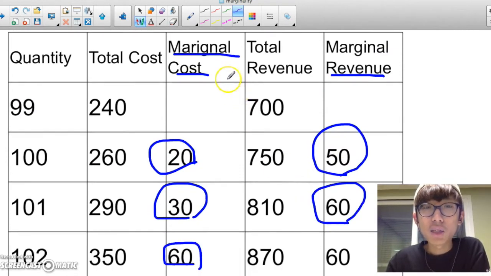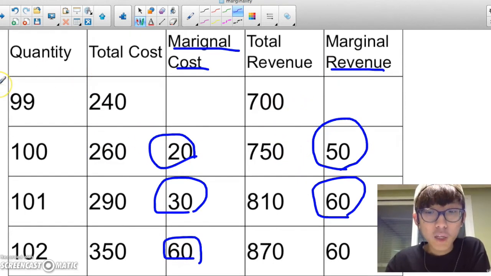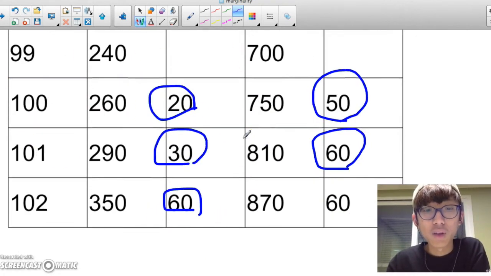Now, marginal cost and marginal revenue can be negative values. The total cost might decrease as you produce more, and total revenue might decrease as you produce more. It's not always positive. It's just that the example is only positive. And oh, look, marginal cost and marginal revenue are the same. We're going to look in a future part at what this symbolizes.